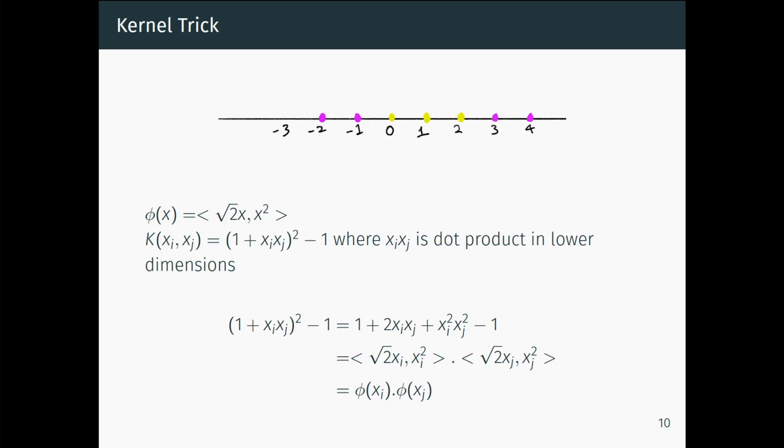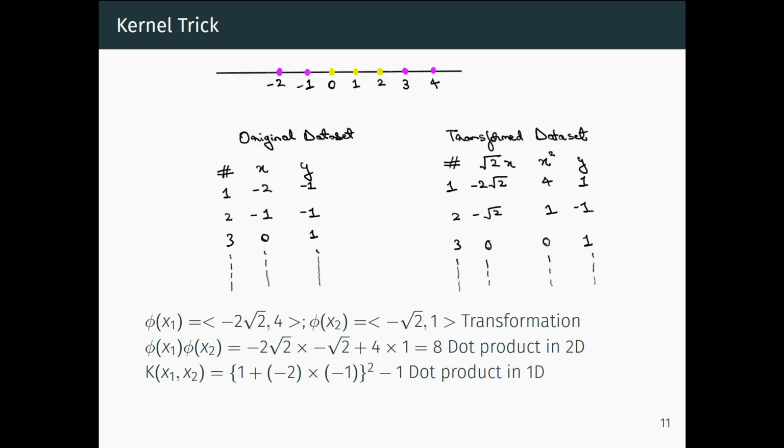Now let's go ahead and try and understand this even better. So the original data set is of this format. We have the sample numbers, we have x and y, and x is going from -2, then the class is -1. If x is -1, the class is -1. If x is 0, the class is 1, so on and so forth.